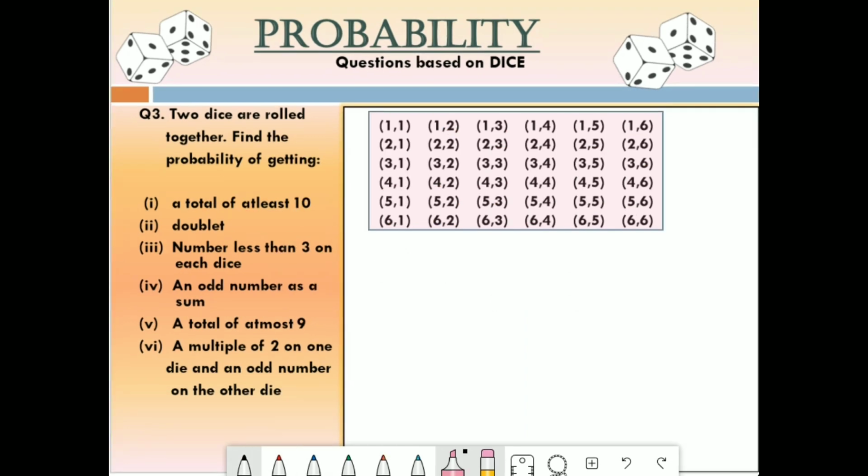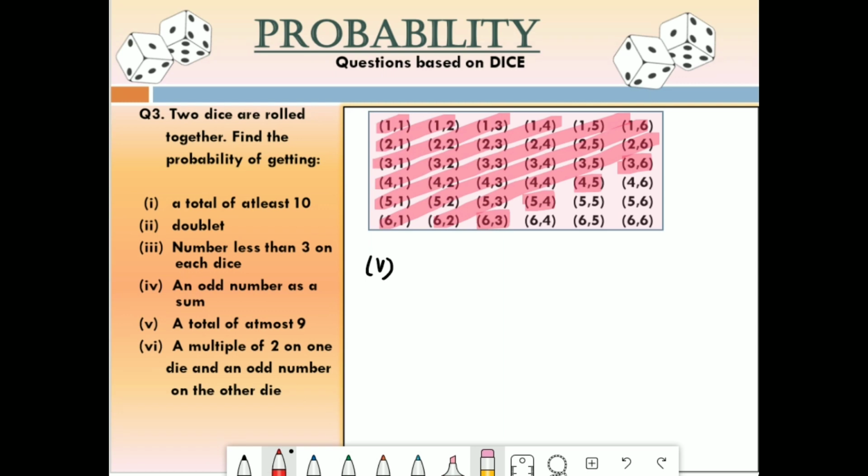Fifth part is a total of at most 9. At most 9 means maximum it can be 9, but we have to include total of 8, 7, 6, 5, 4, 3 and 2. So let's check this. So 6 plus 3, 9, 5 plus 4, 9, 4 plus 5, 9, we have all the sum as 9. And in this diagonal we have sum equal to 8. Diagonal previous to it will have sum equal to 7. So this way we have 6, sum equal to 5, and then sum equal to 4, 3 and 2.